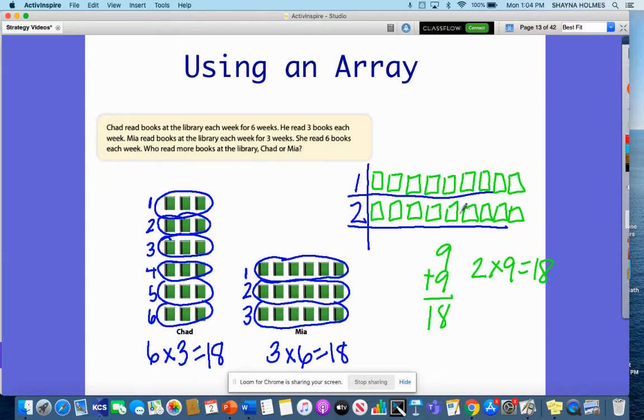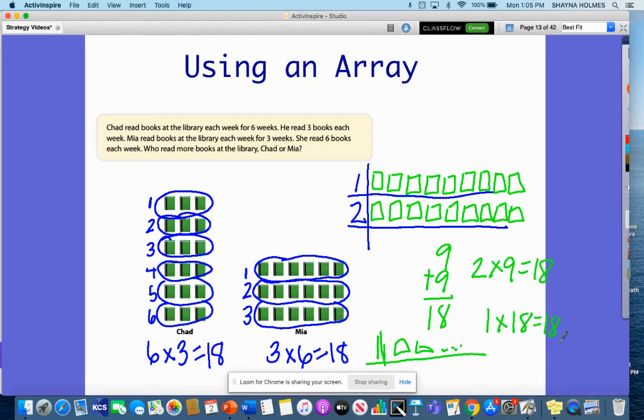So hopefully you can see that using an array is a really good strategy because it will help you with lots of different multiplication facts, depending on how many multiples or how many factors the number has. So for here, we can arrange this in 3 different ways. If we had 1 week, someone could read all 18 of the books, all in 1 week. That'd be a lot of books to read, but you could do that, and you would still get the same thing, so that would be 1 times 18 is 18.